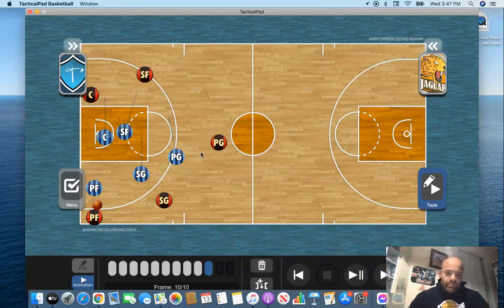Now let's say they run pass, cut, and fill. So they pass, boom, and they cut. Okay, and when they cut, we cut with them. We always want to take away the front side of their cut. Okay? We always want to jump in front of them on cuts and not let them cross our face. We want to jump in front of them on their cuts and take away that path. Okay? He might pass and he might still be cutting.